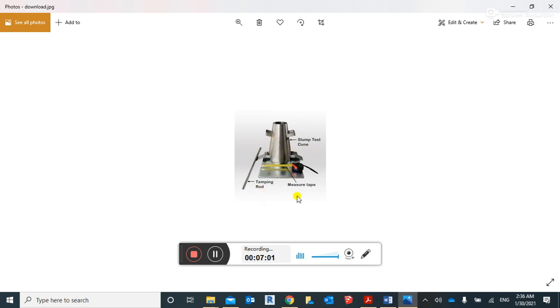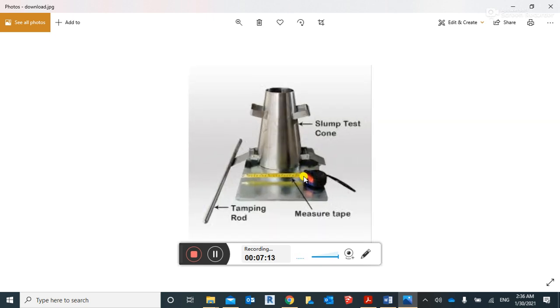This is the apparatus. This is called a slump test cone. This is a measuring tape. We can measure the height by using this tape, guys. This is the tamping rod. In short, we can simplify the slump cone test apparatus. This is the slump test cone, this is the tamping rod, this is the measuring tape. Three things are required for measuring the slump value, guys.